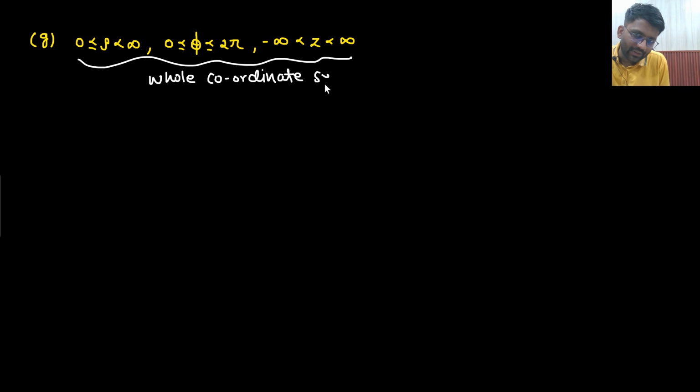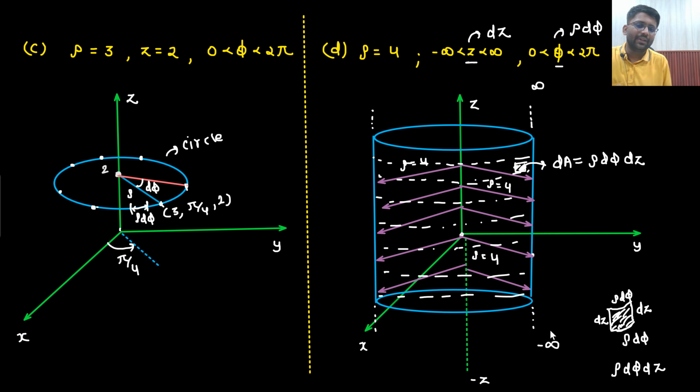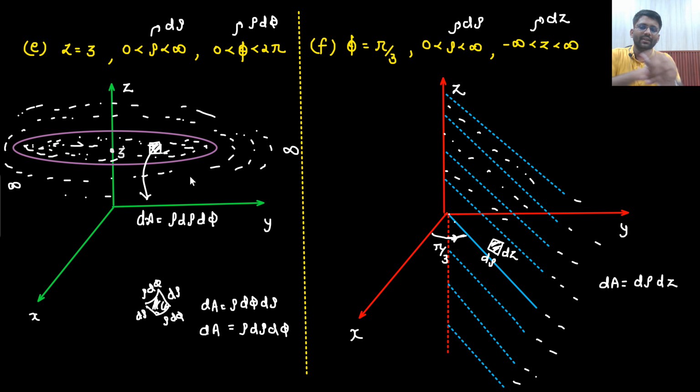The whole coordinate system in cylindrical form. Say yes or no? Basically, I will just simply copy this diagram, or here also you can think. Now what will happen? Here z was fixed, no? Now z will also be varying.